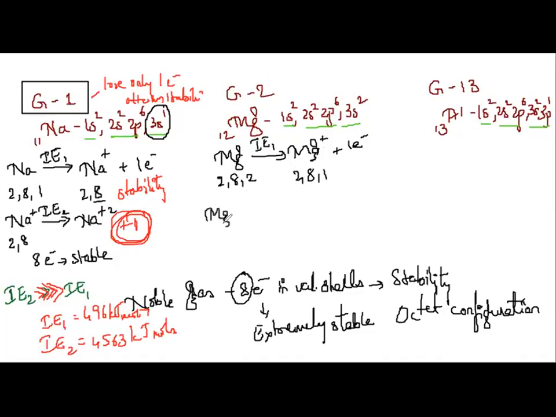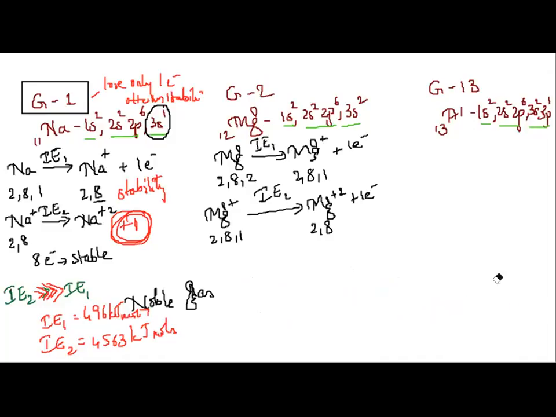Okay. Now to this Mg plus ion, the unipositive ion, which has configuration 2, 8, 1, I will apply the second ionization energy to remove one more electron and it becomes Mg plus 2. Mg plus 2 will have what configuration? 2 and 8. Yes, now you can observe, unlike sodium, magnesium, or group 2 elements, when they lose 2 electrons, they attain 8 electrons in the valence shell.